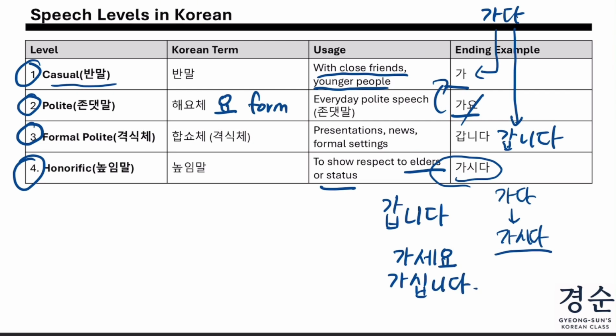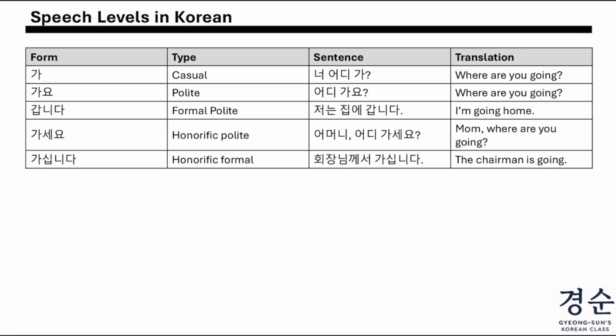Okay, so these are the main 4 levels. I hope it's not too confusing by now. And you can see here the same example, which is still 가다, to go. For casual, it becomes 가. For example, 너 어디 가? Very casual. You speak this to your friend. Where are you going? In a very casual way. You don't say this to your teacher. You don't say this to your elderlies, right?